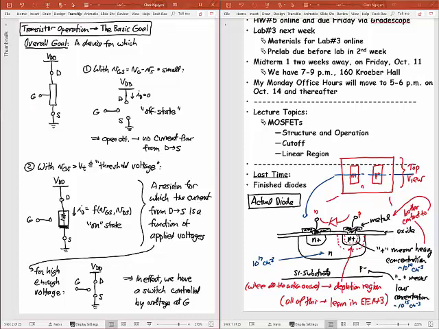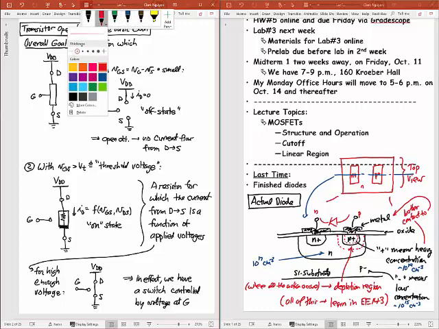Oops. Too thick. No, it should have been thin.